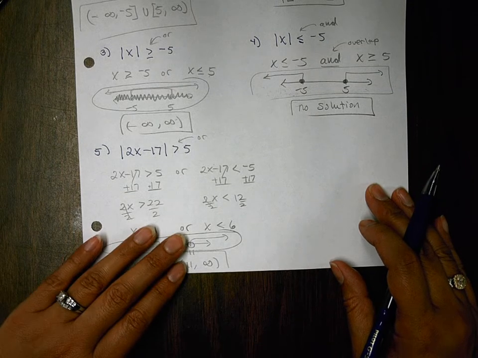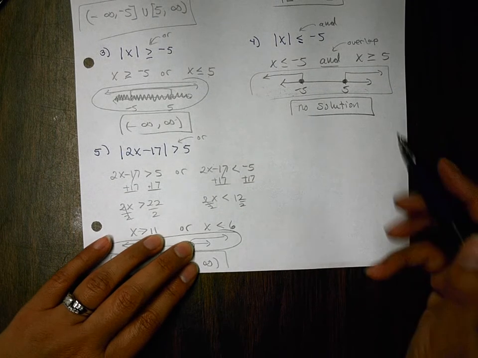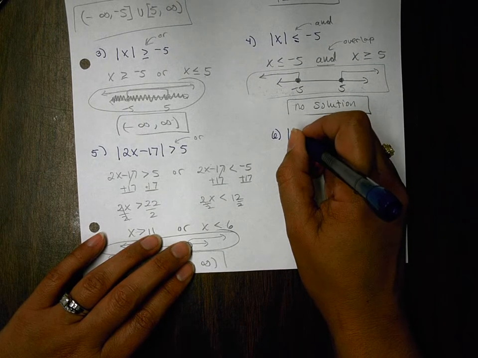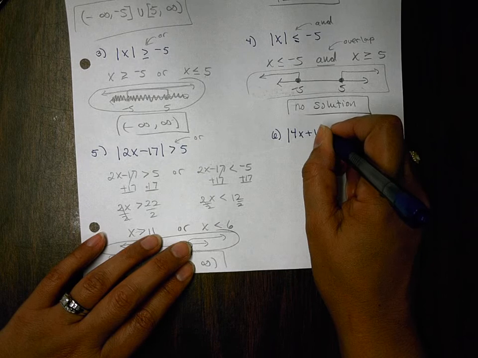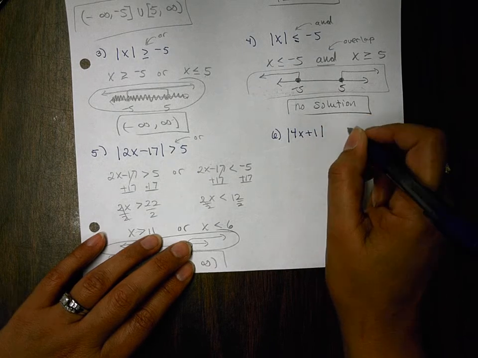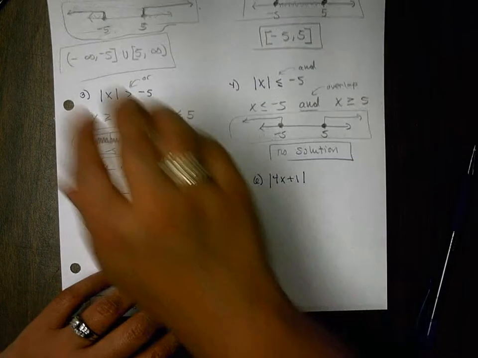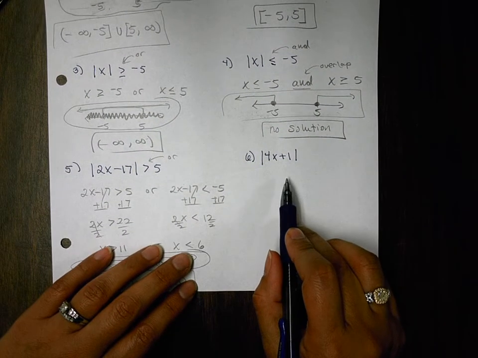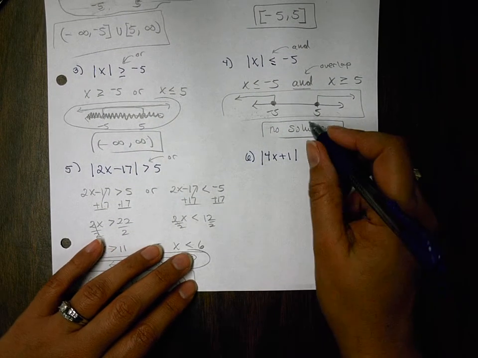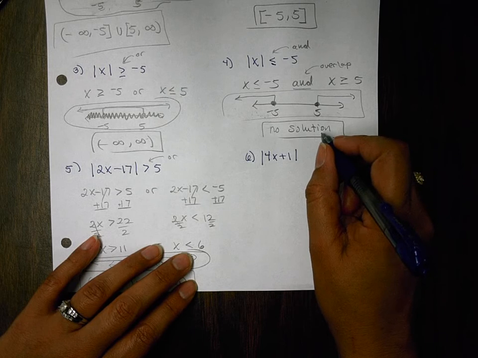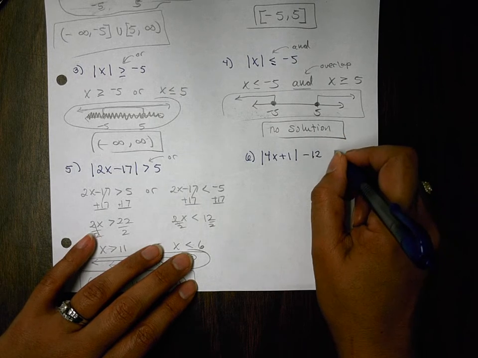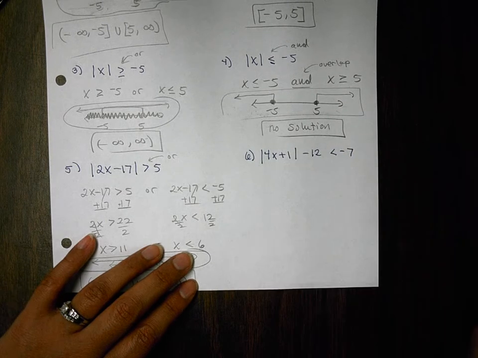And next one, absolute value of 4x plus 1, close absolute value, minus 12 is less than negative 7.